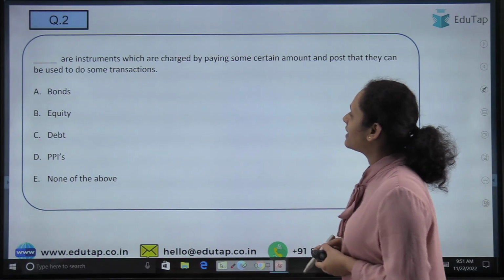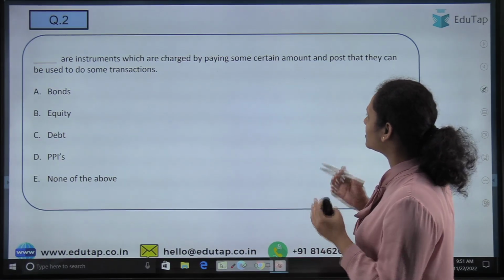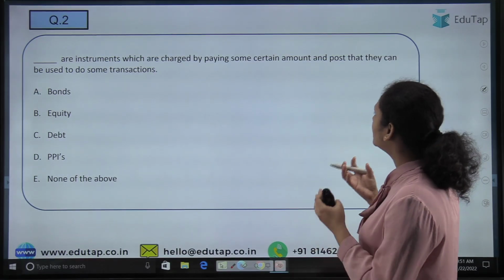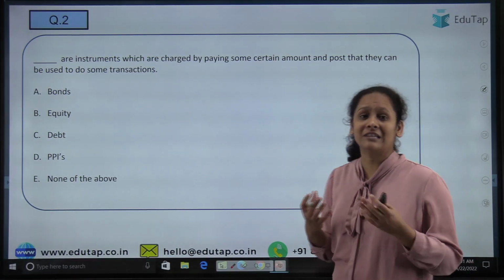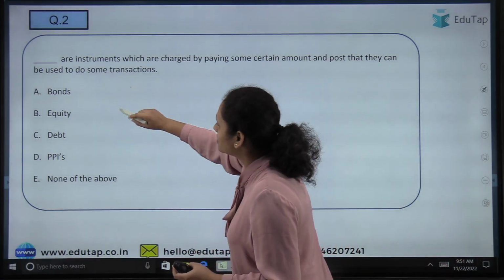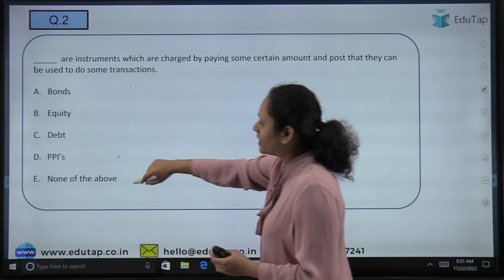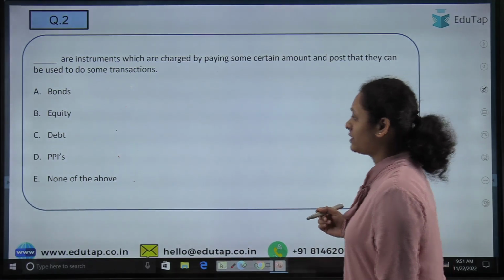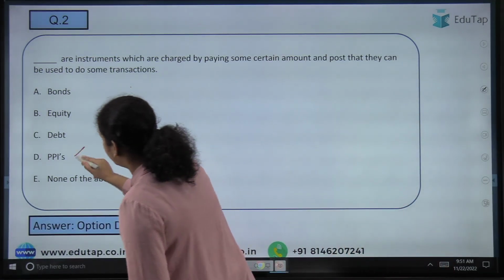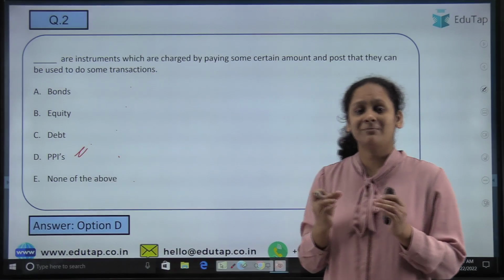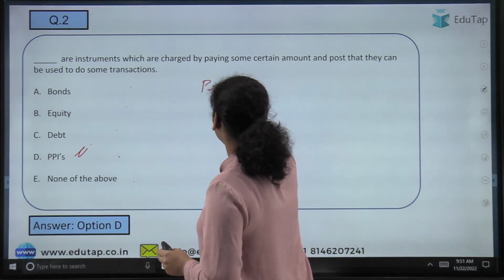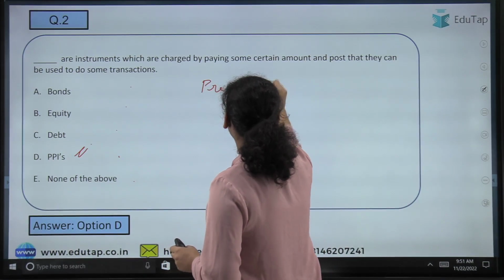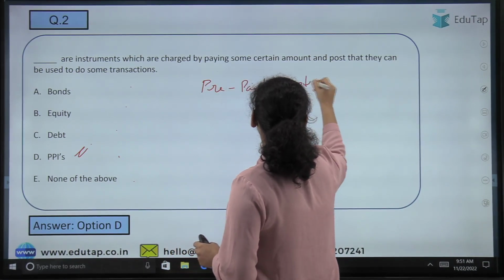It asks that dash are instruments which are charged by paying some amount, and post that they can be used to do the transaction. Is it bond? Is it equity? Is it debt, PPI, or none of the above? The correct answer to the question is option D. What are PPIs? PPIs are prepaid instruments. PPIs are prepaid instruments.